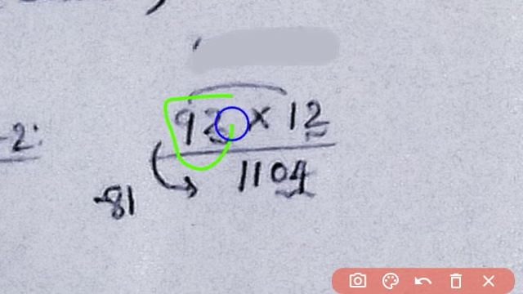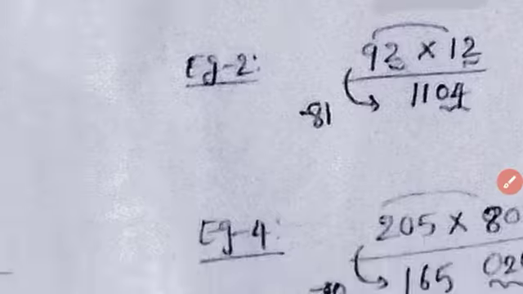And you have 92. That means 90s. You have to subtract 81. How much will you get? 1 and 1, 11 you will get. Here is your 11. Let's see another example.